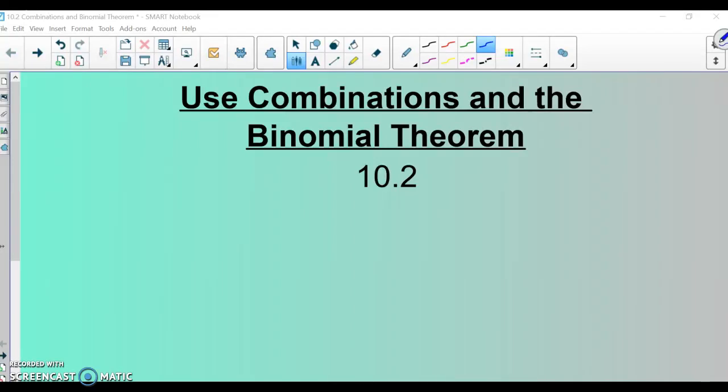All right, today is day 2 on our chapter on probability. Today we're talking about combinations, and then we're also going to squeeze the binomial expansion theorem in here as well. Even though the binomial expansion theorem doesn't necessarily deal with probability, I'll show you how that is connecting here in the lesson.